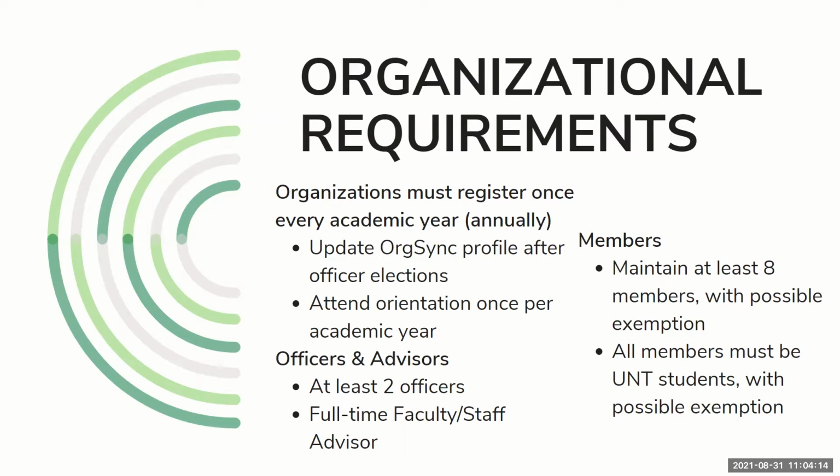For officers and advisors, you will need at least 2 officers to be considered an organization. Typically, this can be a president and a vice president. For our advisors, as y'all know, we would need 1 full-time faculty or staff advisor, and we can go into more specifics about those later. For members, every student org needs at least 8 members. We do have some exemptions; those are on a need-to-know basis, so if you have questions about that, you can ask us in the chat or later. All members will need to be UNT students. There are a few exemptions to that, but again, if you have questions regarding an organization that you're overseeing, you can let us know as well.